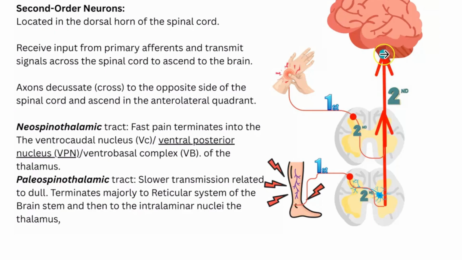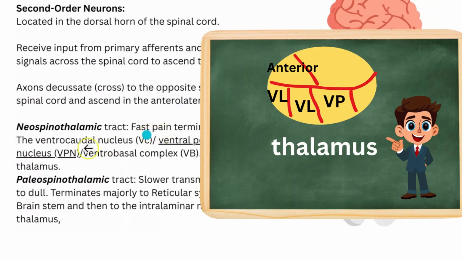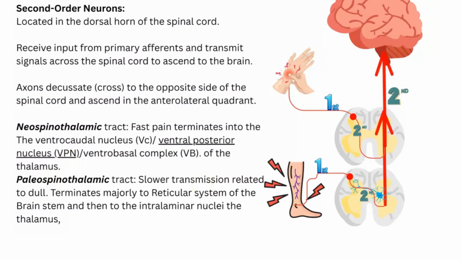There are 2 types of tract. One is the neospinothalamic tract, and the other is the paleospinothalamic tract. The neospinothalamic tract usually carries the fast pain and eventually reaches the posterior nucleus of the thalamus, that is the ventral posterior nucleus, also called the ventrobasal complex. This is a direct pathway. The paleospinothalamic tract usually carries the slower pain and does not go directly. It is an indirect pathway. It goes to the reticular activating system of the brainstem first. From there, it goes to the interlaminar nucleus of the thalamus.